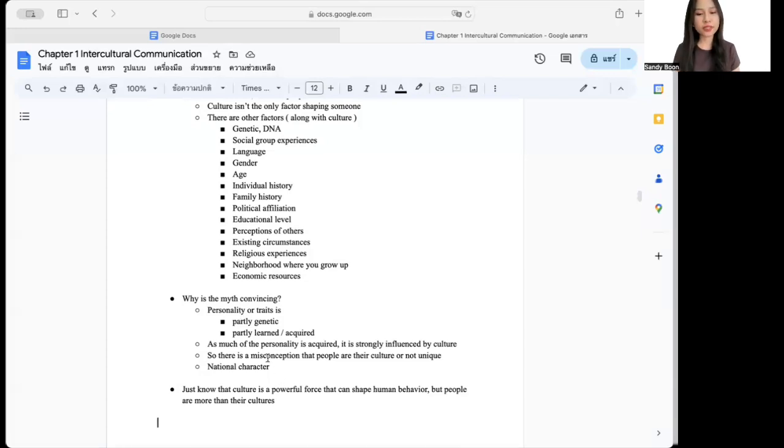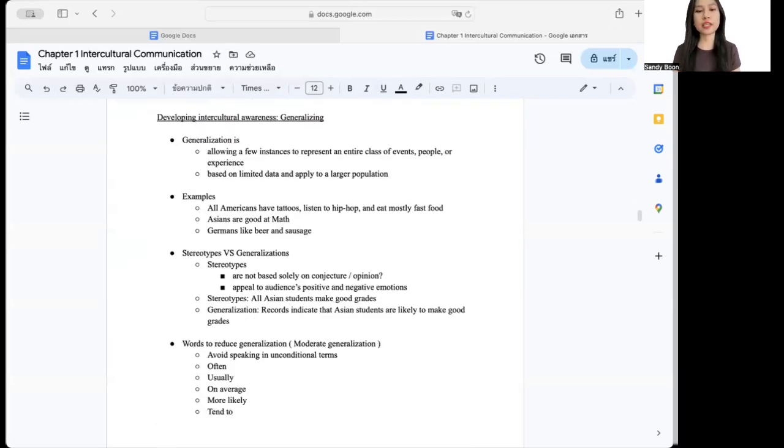There's also the word national character, which assumes that people from the same nation share a national character, so they're all the same. But don't worry, it's a very common mistake and a very convincing myth to believe. From now on, just know that culture is a powerful force that can shape human behavior, but it's not the only factor that makes someone who they are. So people are more than their cultures and they have their own individual uniqueness.